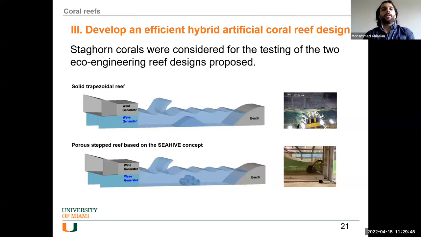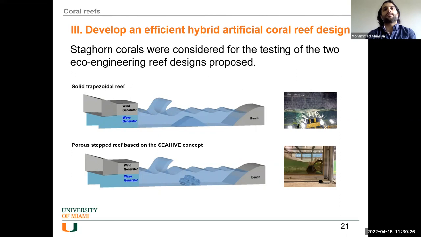Now, once we got the effects of the bottom friction in terms of the wave energy dissipation, the next idea is to incorporate eco-engineering design of the reef into the coral reef model to have more enhanced wave energy dissipation. Therefore, our hybrid coral reef, artificial coral reef design, was defined in a way of introducing complexity and permeability to the structure.